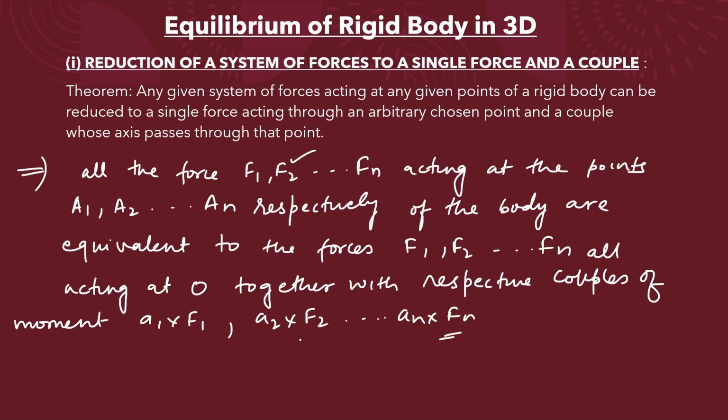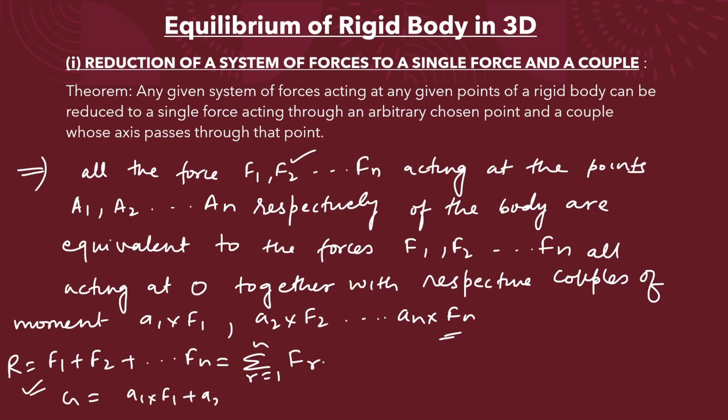Clear? So if R is the resultant of the n concurrent forces at O, and G is the moment of resultant couple of the n couples, then R is equal to F1 plus F2 plus Fn, which is equal to the summation of Fr, r is equal to 1 to n. And G is equal to A1 cross F1 plus A2 cross F2 plus An cross Fn, which is equal to the summation of Ar cross Fr, r is equal to 1 to n. So this is R and this is G. Now let us move further.